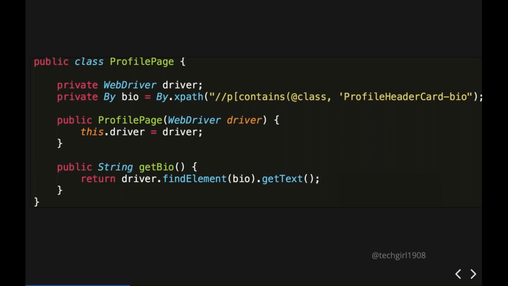Now notice this is not as simple as the person class where it's simply returning the bio object. It actually needs to be an action that occurs here. It needs to take the driver, go and search for this element on that page, and then provide the text back. So you see how this can get a little bit more involved.